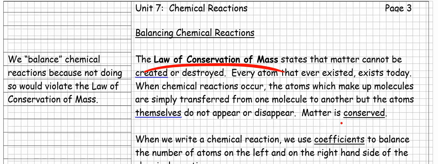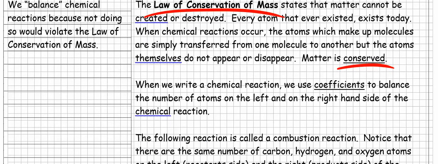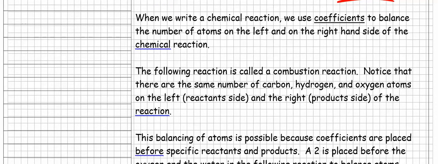In other words, matter is conserved. You can't create matter, you can't destroy matter, you can only rearrange it. And this is really the basis for balancing chemical reactions. When we write a chemical reaction, we use coefficients. We've already looked at these coefficients. These were those numbers that appeared in front of chemicals in a chemical reaction that was balanced. We use coefficients to balance the number of atoms on the left and on the right hand side of the chemical reaction. So that's what we're going to do today. We're going to look at how to manipulate those coefficients to give us the right number of atoms on the left and the right. So let's take a look at an example.